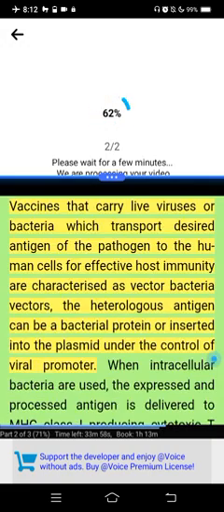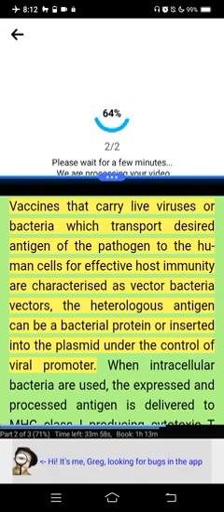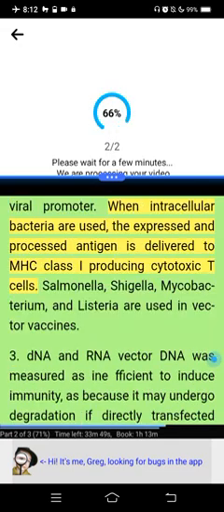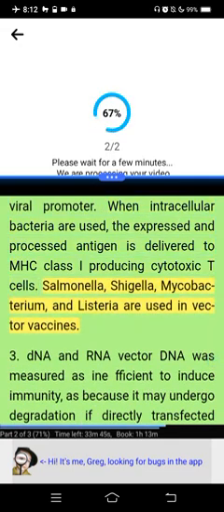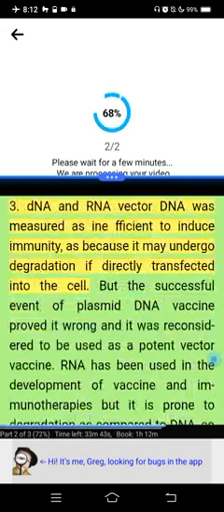Vector vaccine. Vaccines that carry live viruses or bacteria which transport the desired antigen of the pathogen to the human cells for effective host immunity are characterized as vector vaccines, for example bacterial vectors. The heterologous antigen can be a bacterial protein or inserted into a plasmid under the control of a viral promoter. When intracellular bacteria are used, the expressed and processed antigen is delivered to MHC class I, producing cytotoxic T cells. Salmonella, Shigella, Mycobacterium, and Listeria are used in vector vaccines.